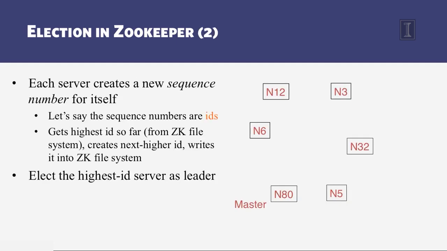The way leader election works in ZooKeeper, at least the vanilla way of electing leaders in ZooKeeper, is by having each server create a new sequence number for itself. Let's call these sequence numbers IDs. Essentially, each server does the following.